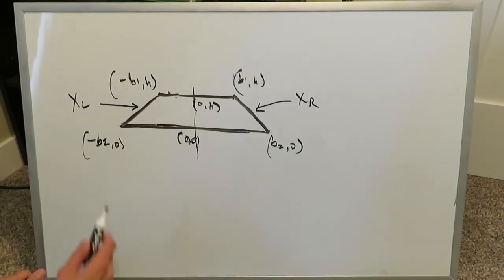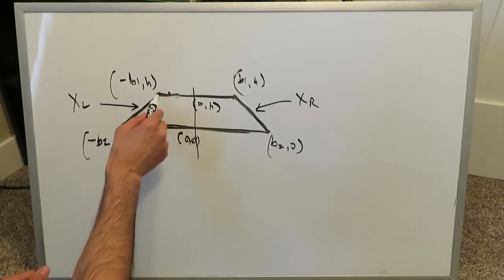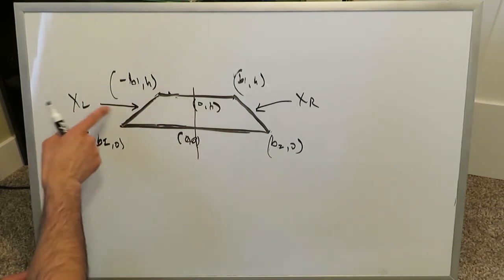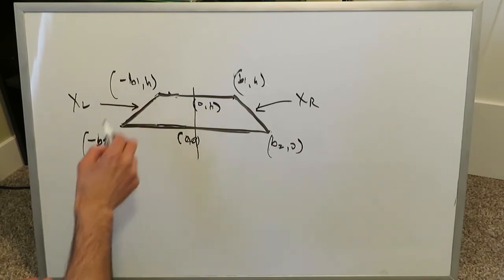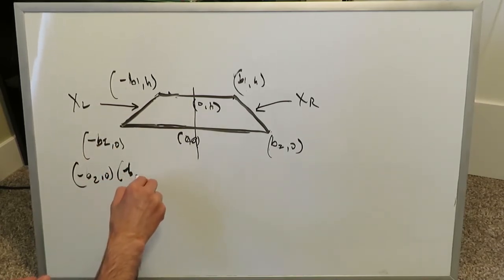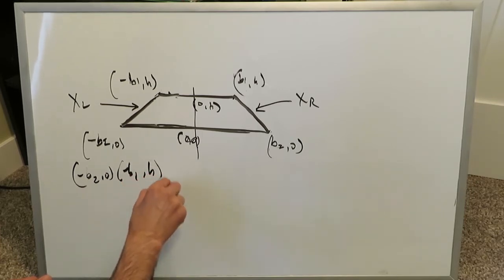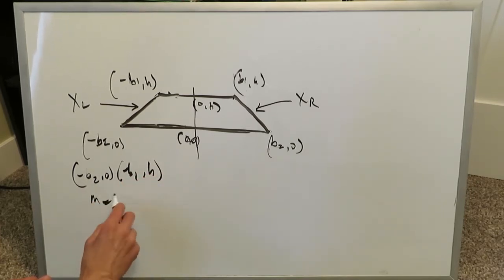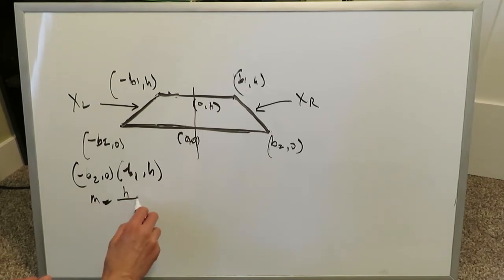So let's start with the determination of the equation of this line right over here, x_L, the left boundary curve. We have these coordinate pairs: minus b2 comma 0, and minus b1 comma h. You have to do change in y divided by change in x to get the slope. You have h divided by minus b1 minus minus b2, and you can say minus b1 plus b2, or you can say b2 minus b1. That's my slope.